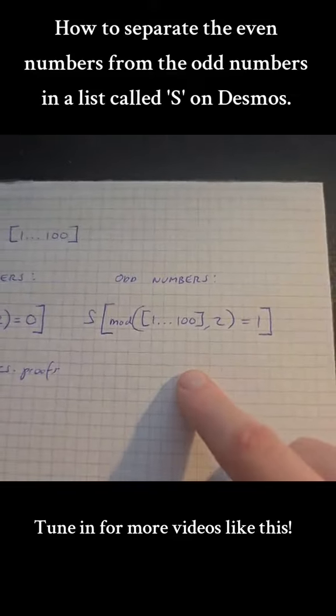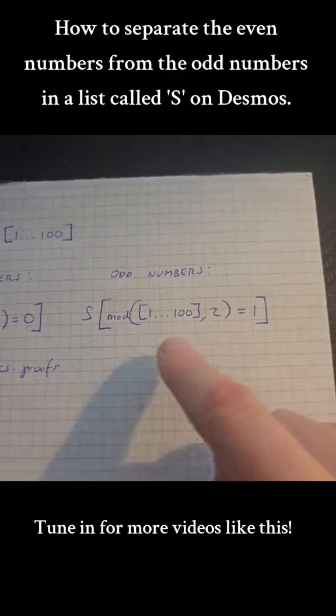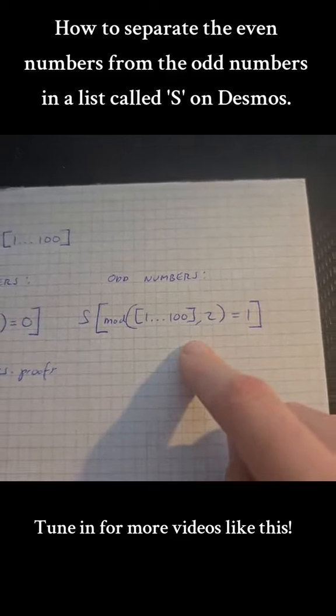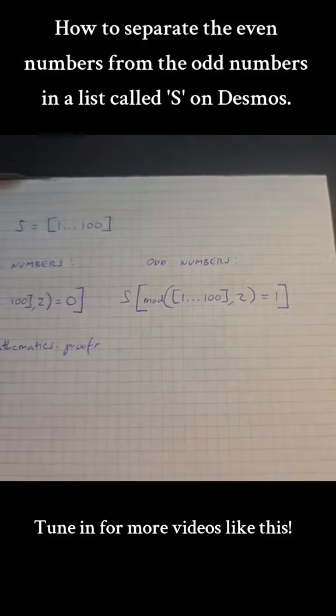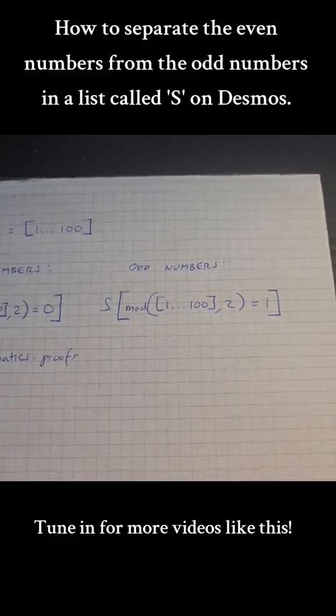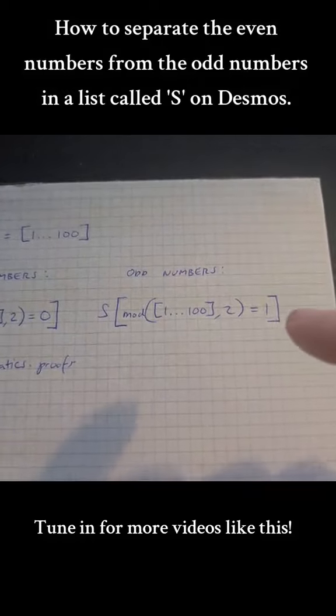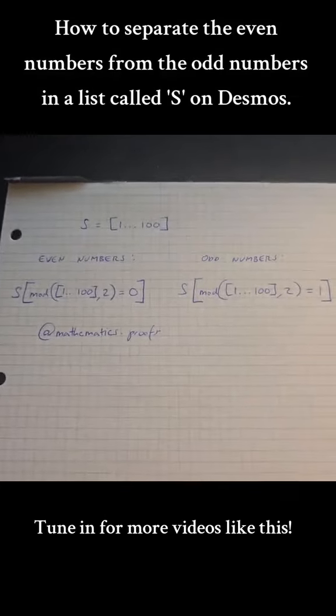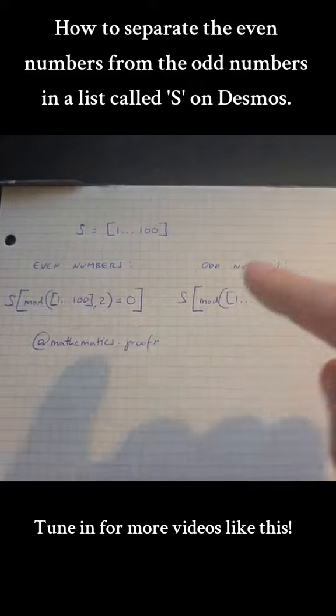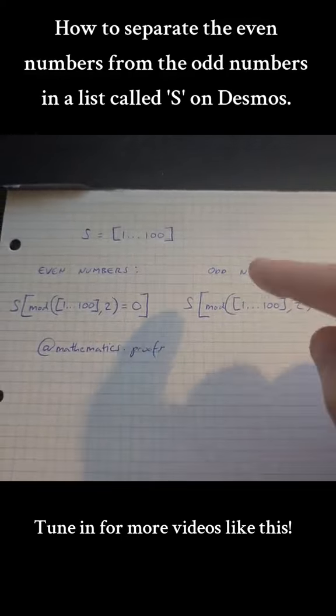If you want the odd numbers, then you write S, and you leave this condition over here: mod(L, 2) = 1. That's because when you divide the odd numbers by 2, you get a remainder of 1. So this is a quick way to separate the even numbers from the odd numbers in a list on Desmos.